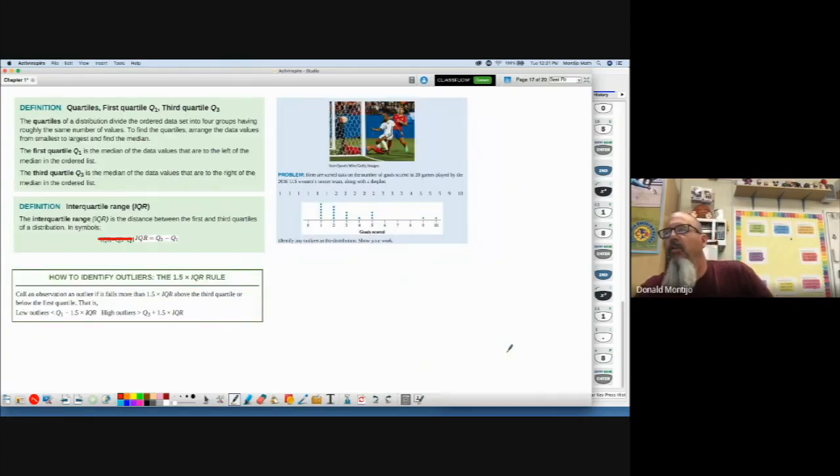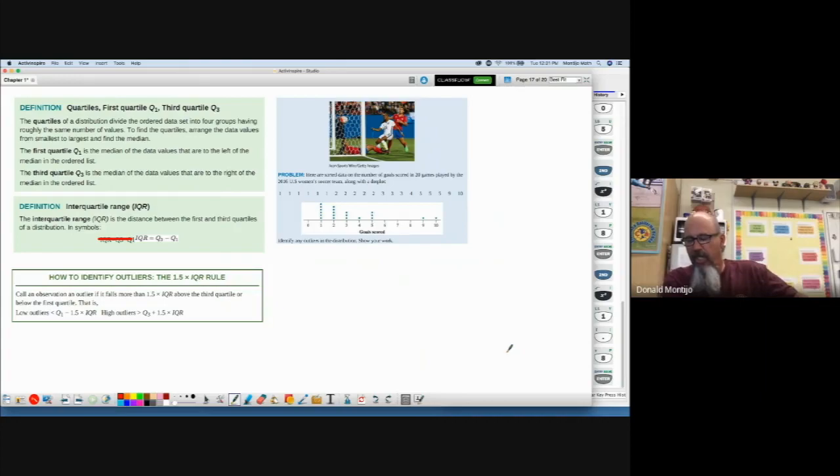Okay. Another way to talk about spread would be quartiles, where we break the data set up into 4 equal parts. There's a first quartile and a third quartile. We already talked about the median, and we already talked about the minimum and the maximum. So the first quartile is the median of the first set of data points.